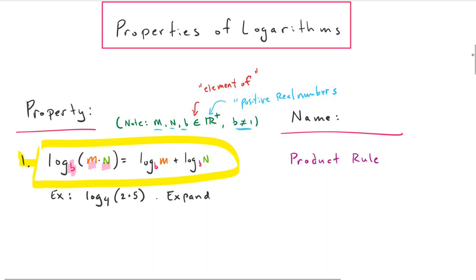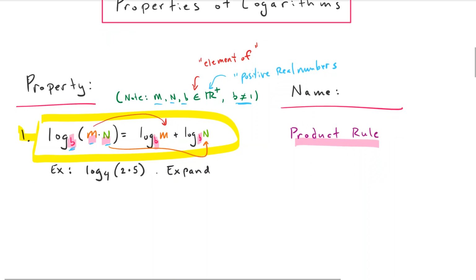So we have a log of some base b, and we have an m and an n multiplied together. In other words, we have a product inside the logarithm. That's why this is called the product rule. We can transform that, or expand it, or simplify it into two different logarithms, both with the same base. B is the original, and the m goes into the first logarithm, and the n goes into the second logarithm. So it's actually fairly simple. Let's do an example right here.